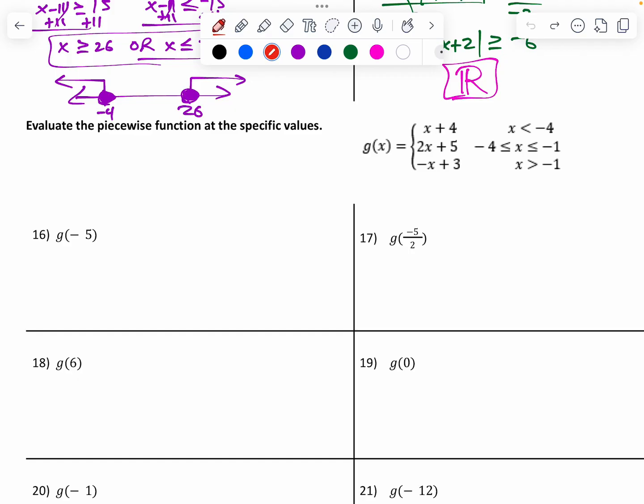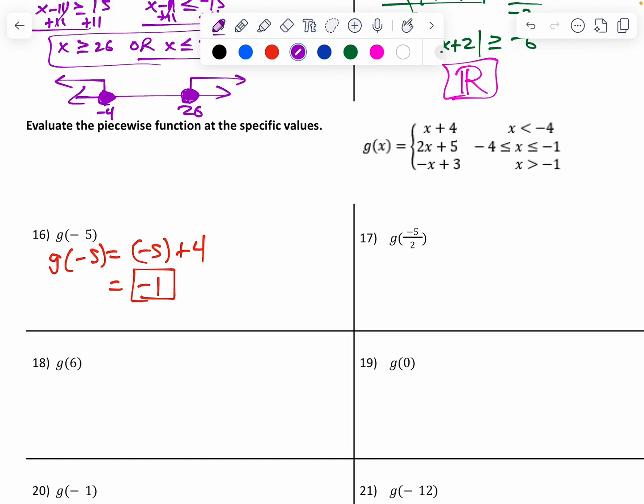So this first one, number 16, is -5, which is less than -4. So I'm going to go ahead and plug it into the top one. g of -5 equals blank plus 4, and I plug in my number, -5. So -5 plus 4 is -1. Easy as that.